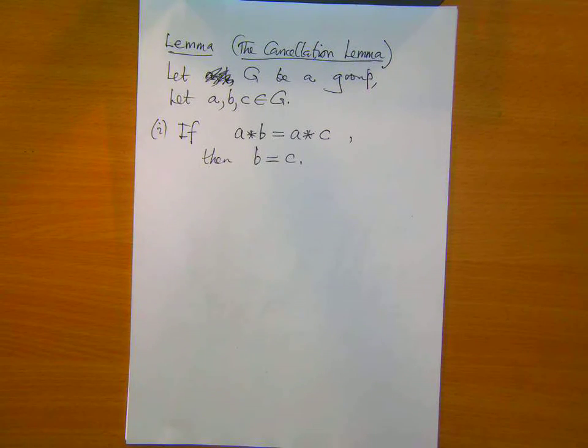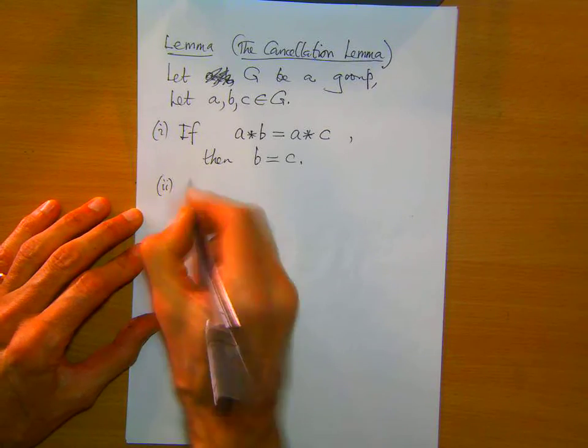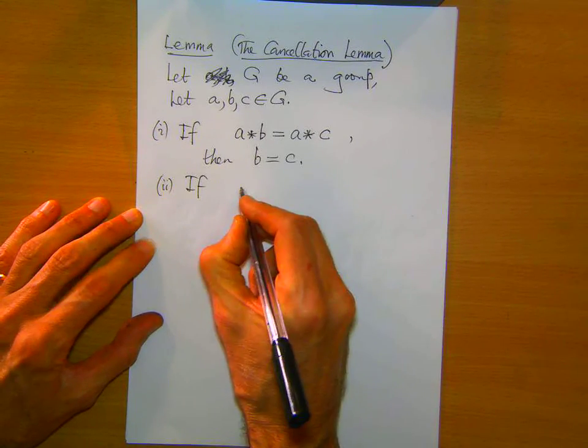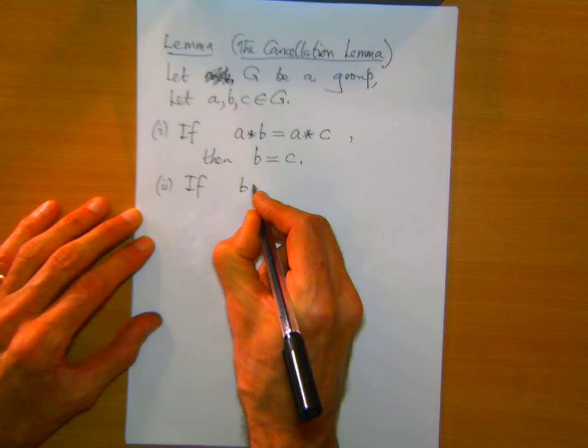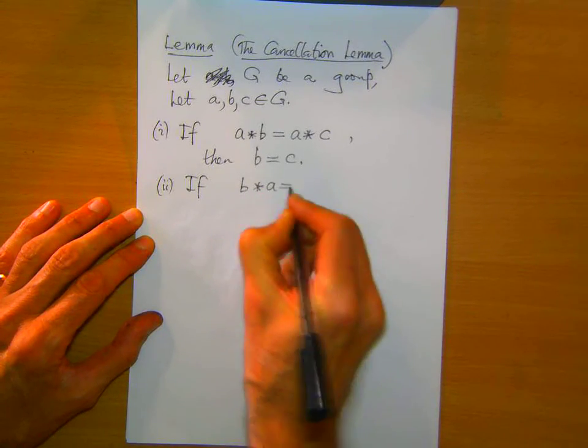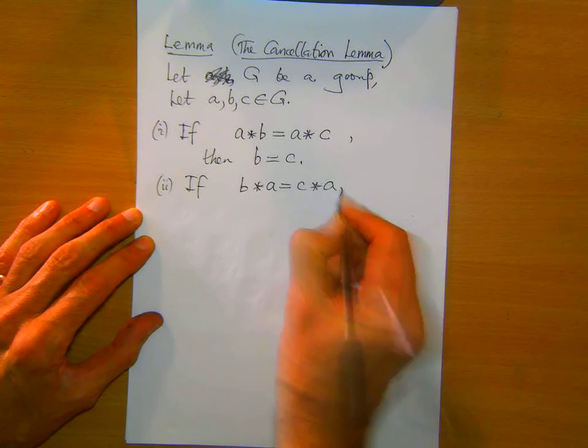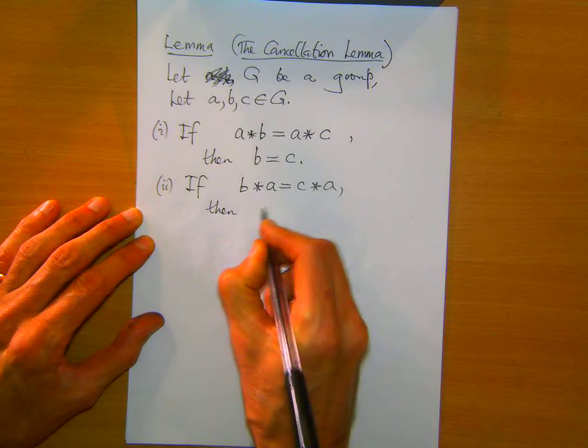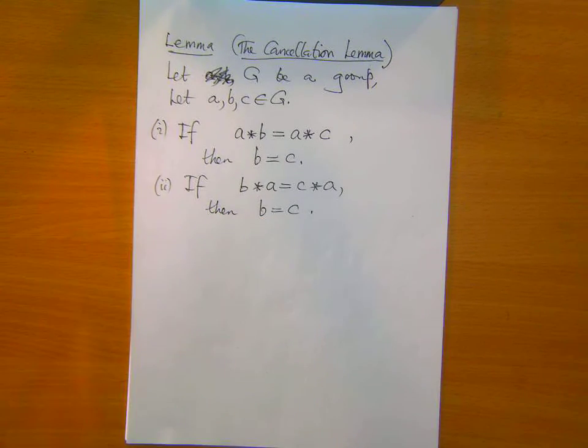So being able to cancel like that is good. And then there's a similar one for the other side. So if B star A equals C star A, so this is where the A is on the right, again B equals C. So we can cancel on the left, or we can cancel on the right. Notice the A that we're cancelling has to be on the same side, either left or right, on both sides of the equation.